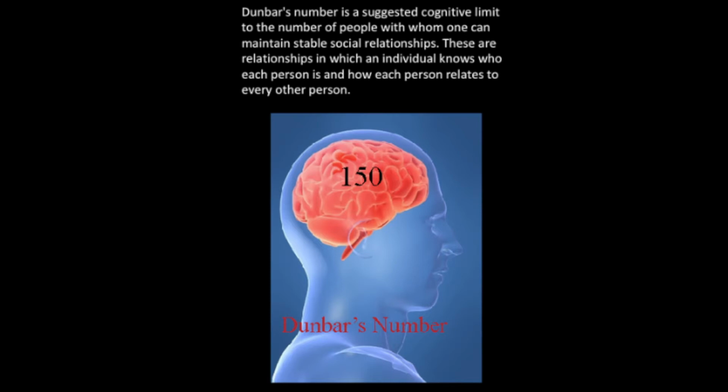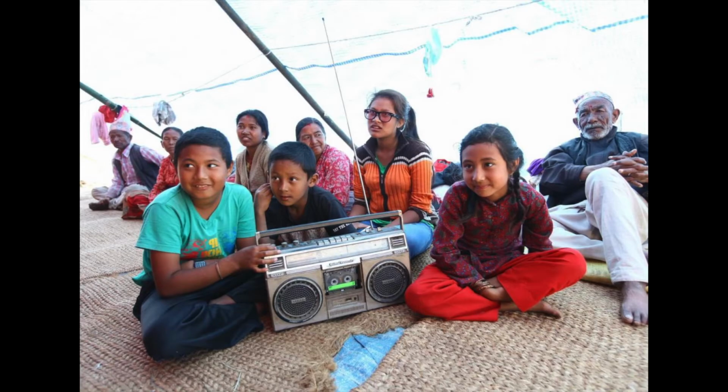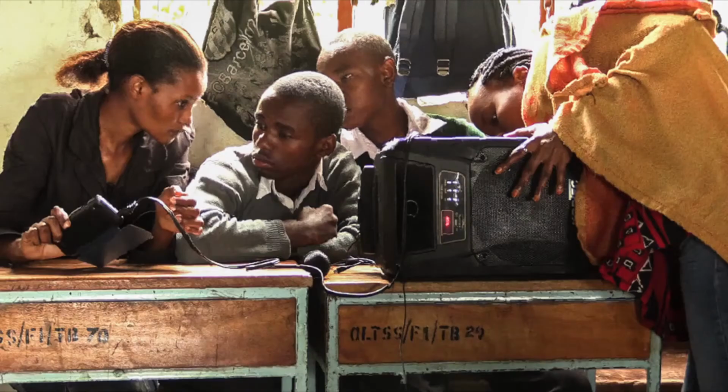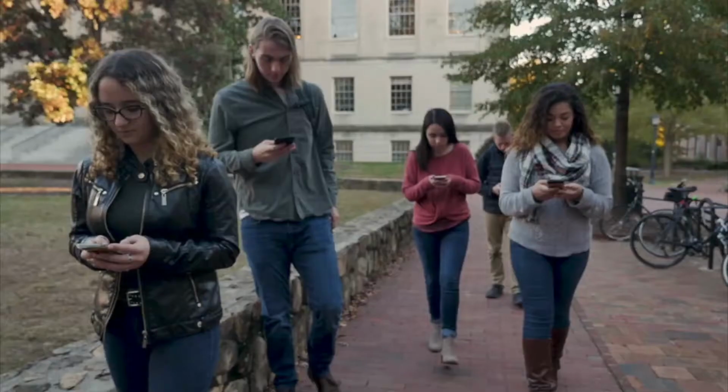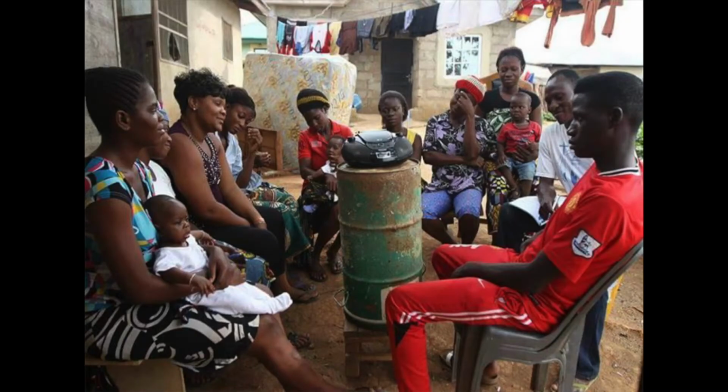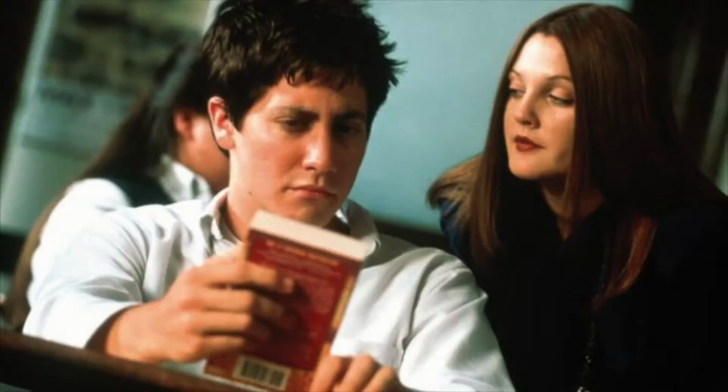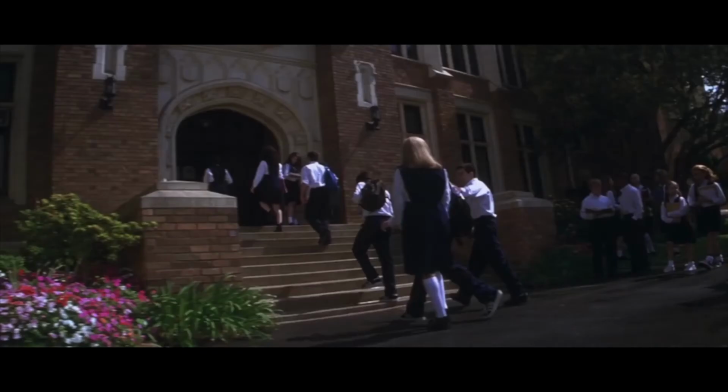Dunbar's number is a suggested cognitive limit to the number of people with whom one can maintain stable social relationships. These are relationships in which an individual knows who each person is and how each person relates to every other person. Dunbar's number is based upon a threshold that people feel comfortable with, the number of people that we interact with, primarily family and friends. By understanding the cognitive upper limit of 150, we realize that situations in excess of 150 can cause anxiety to people.